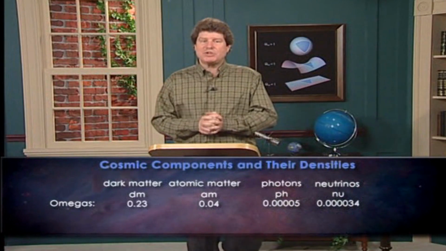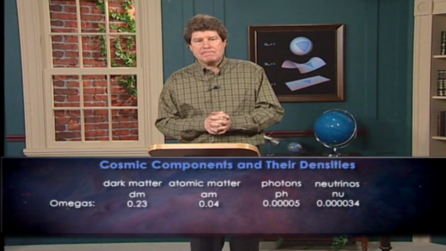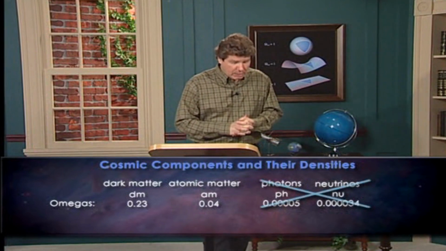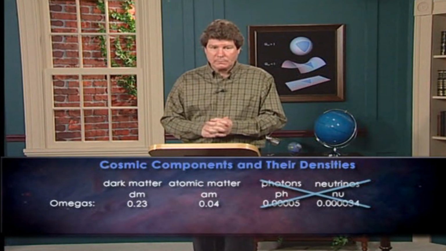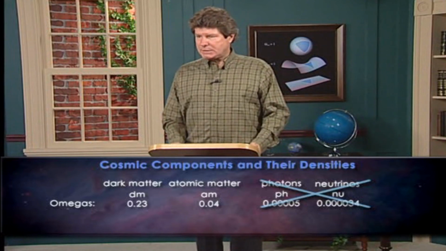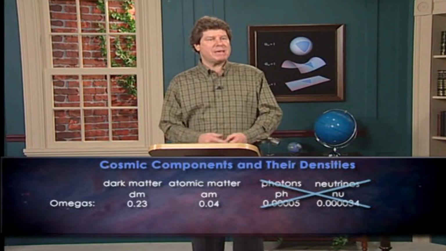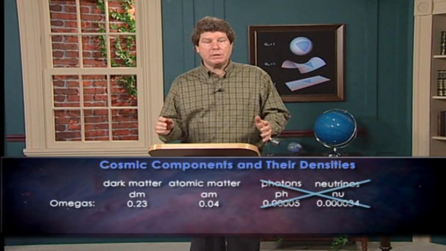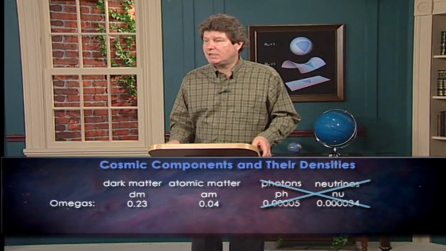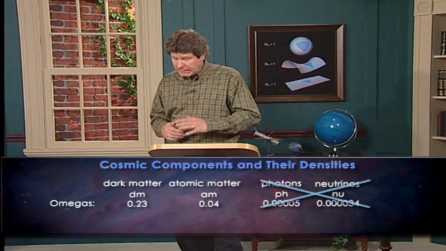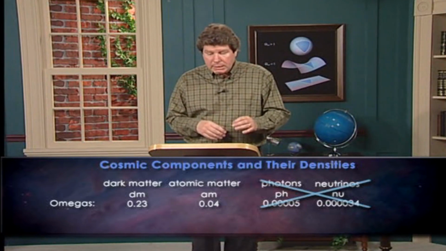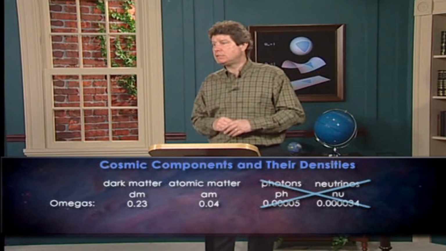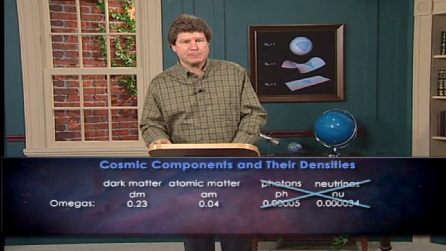So let's start by adding up the densities. The photon and neutrino components are tiny, so for our purposes, we can just ignore them. Now, in lecture 25, I'll describe a pretty robust way to measure the total atomic matter density using nuclear fusion reactions in the early universe. And that gives an omega of only 0.04. So that's well below what's needed to close the universe.